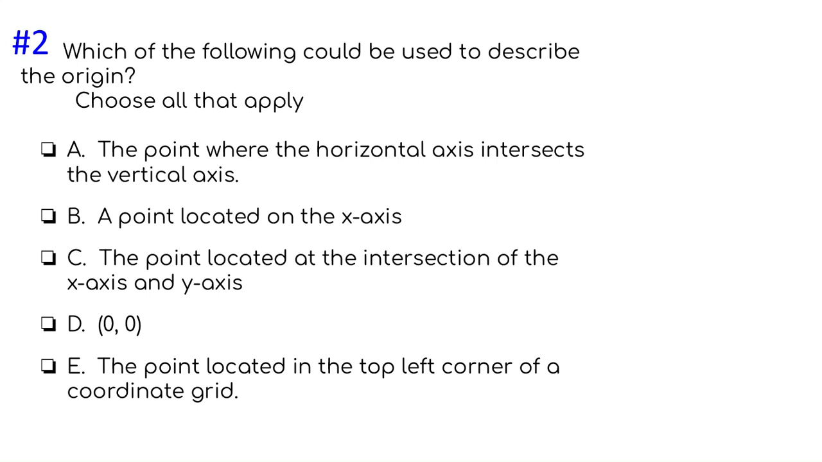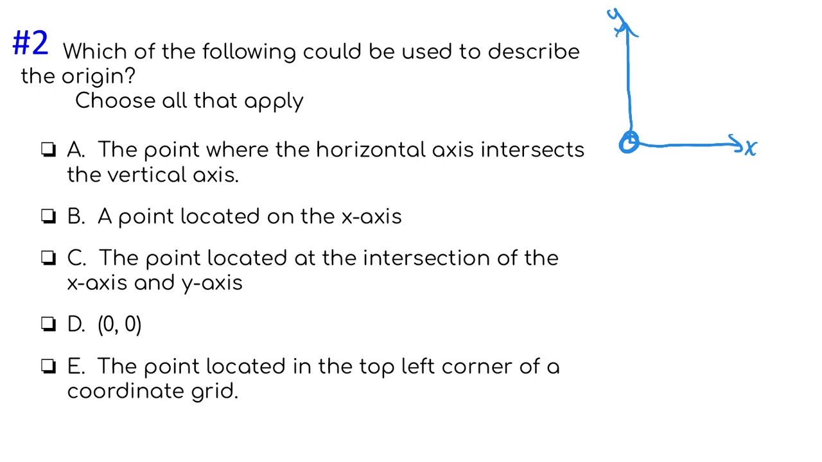Unit 9, Mixed Review number 2. Which of the following could be used to describe the origin? Choose all that apply. So remember the origin on our coordinate grid. This would be the x-axis, this would be the y, and origin is right there where the two meet at 0, 0. So let's see.